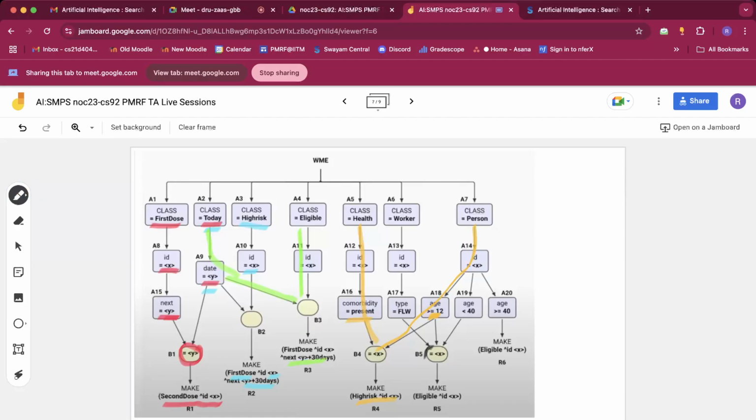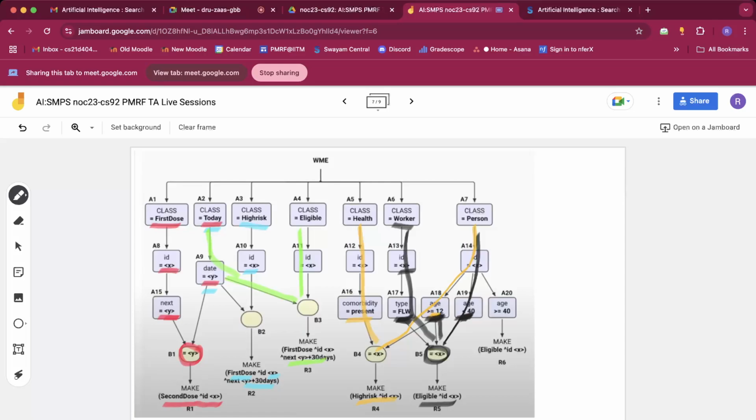Similarly, let's look at the information coming for this particular rule from here, here, and here. So what this tells us is that if a person with ID X is a worker, and the type of this person is FLW, which is a frontline worker, and the age of the person is greater than or equal to 12, and also less than 40, so there are two restrictions with respect to age, one is greater than or equal to 12, one is less than 40. If all of these are met, then we can say that X is eligible for a vaccine.